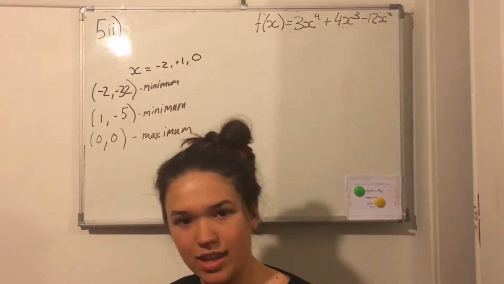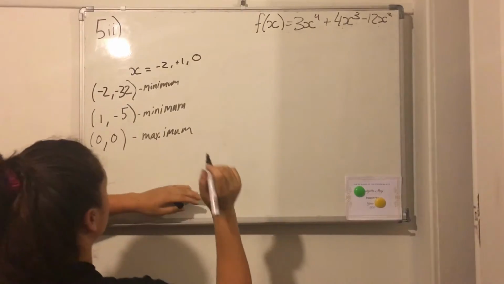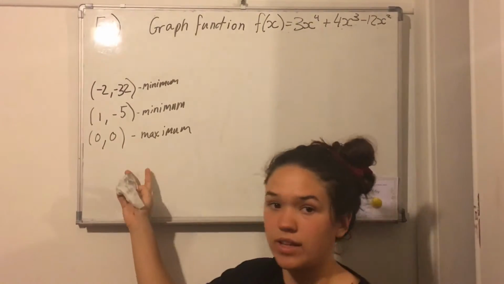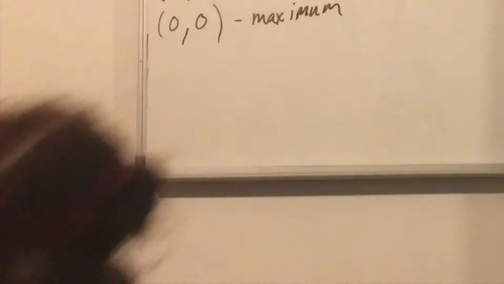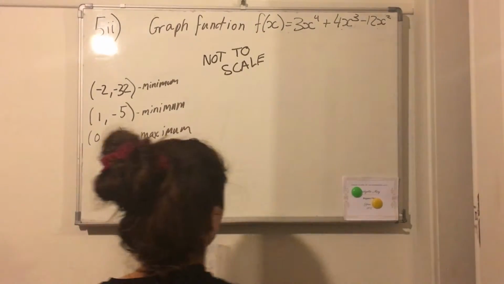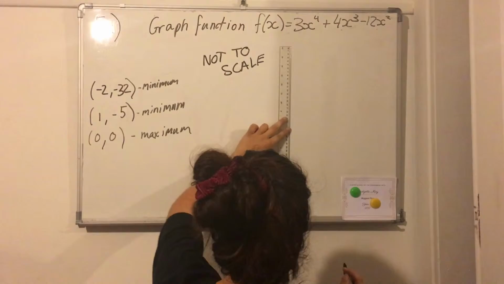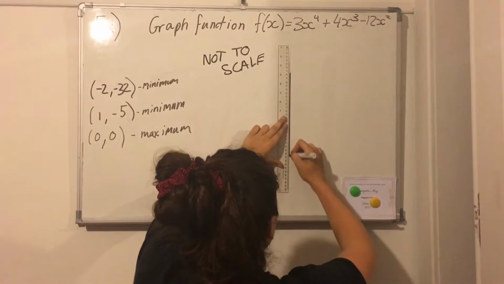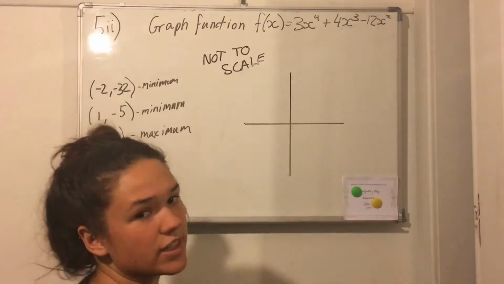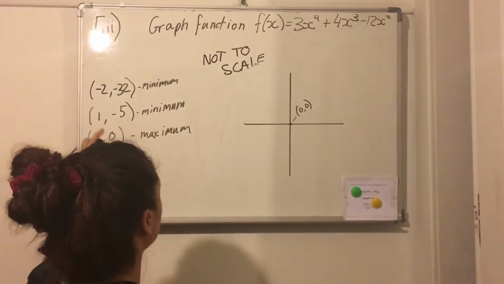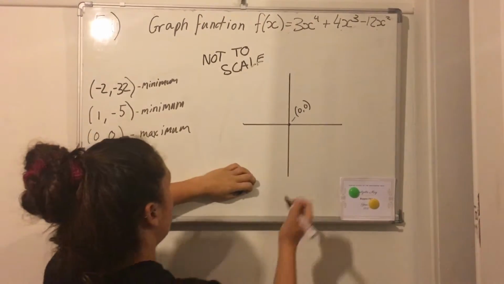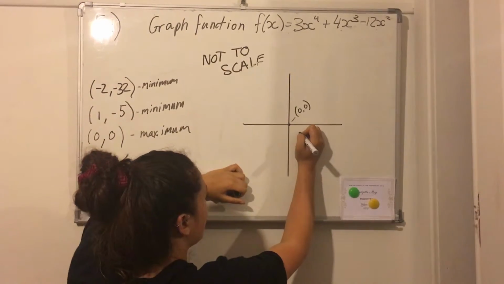5i, and this time we're going to be graphing the function. I haven't yet removed these because we're going to need them for this. I need a ruler. I'm definitely not going to do this to scale. First things first, I'm going to draw out the y-axis, x-axis. First stationary point, easiest one to do, 0, 0. Our next stationary point, 1 on the x-axis, negative 5 on the y-axis.